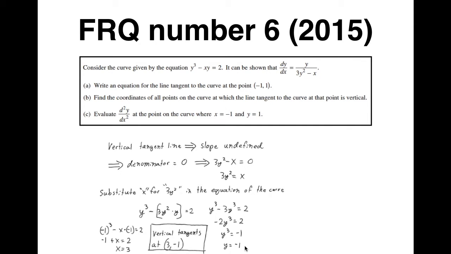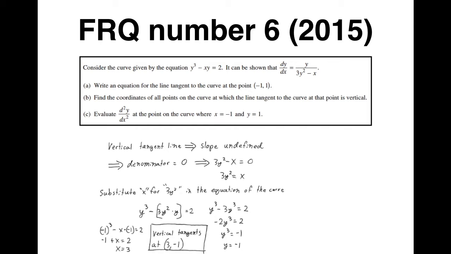We go back to here. That was one way of doing it. So what did the student use here? The student used this equation and substituted y equals negative 1. And here y equals negative 1. So the student solves and finds x equals 3.